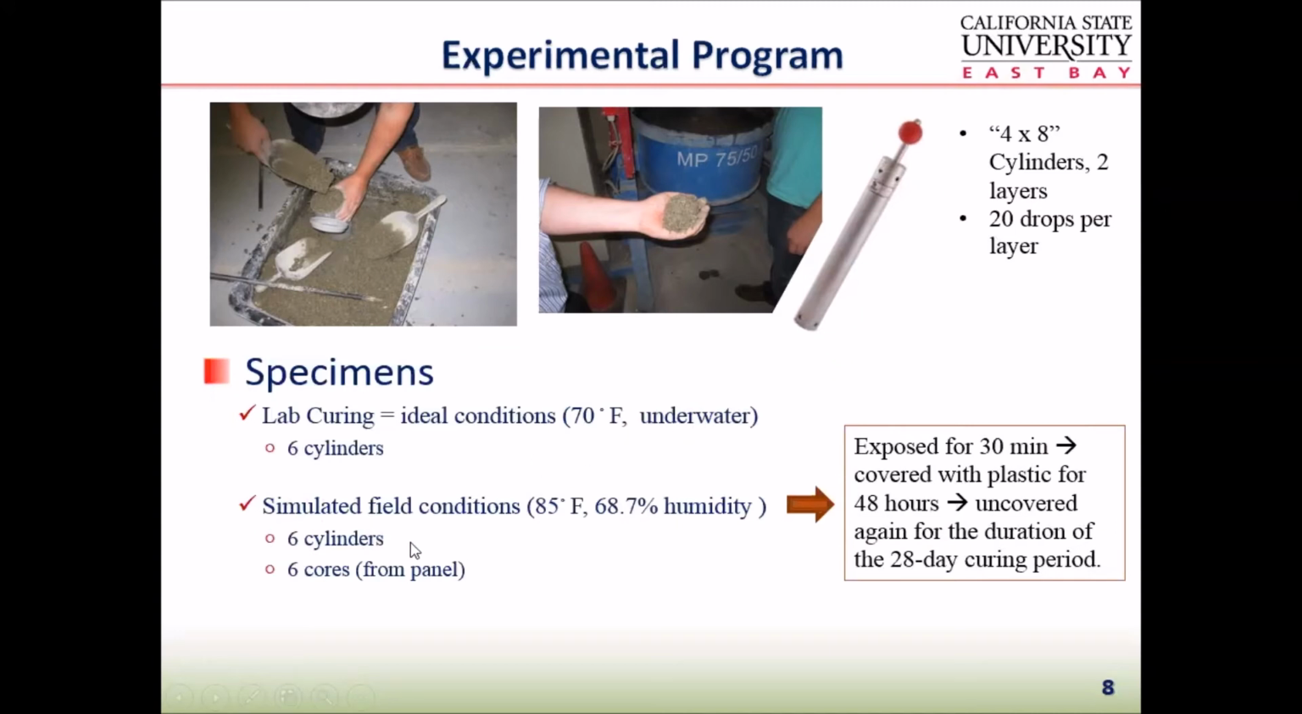What's the difference? These cylinders will be placed in a curing chamber at 85 degrees Fahrenheit and 68.7% humidity. The idea of this chamber is to represent what happens in the field. The other 6 cylinders will be cured at 70 degrees Fahrenheit underwater.